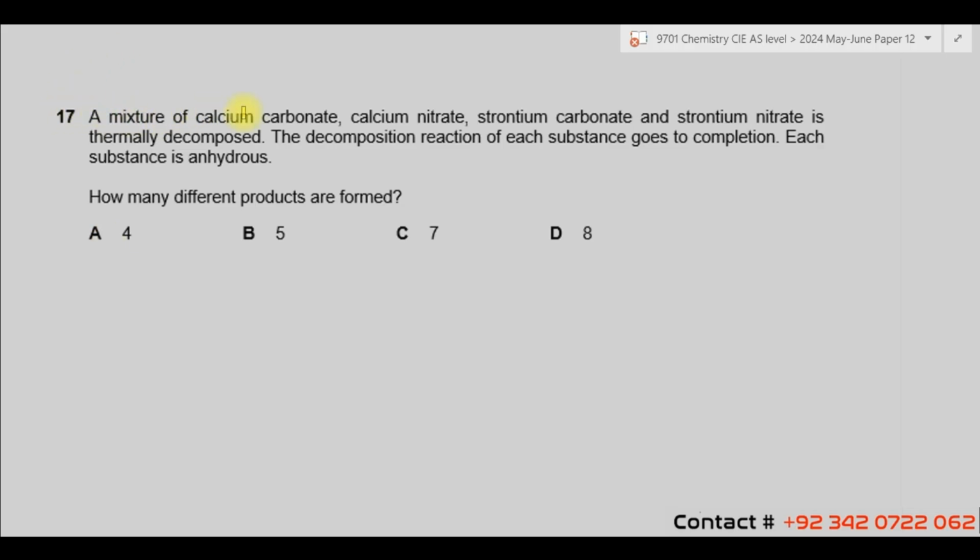Question 17. A mixture of calcium carbonate, calcium nitrate, strontium carbonate, strontium nitrate is thermally decomposed. The decomposition reaction of each substance goes to completion. Each substance is anhydrous. How many different products are formed? Let's do the decomposition reactions. So first one is calcium carbonate. Calcium carbonate decomposes to form calcium oxide and releases CO2 gas. Then we have calcium nitrate, Ca(NO3)2.